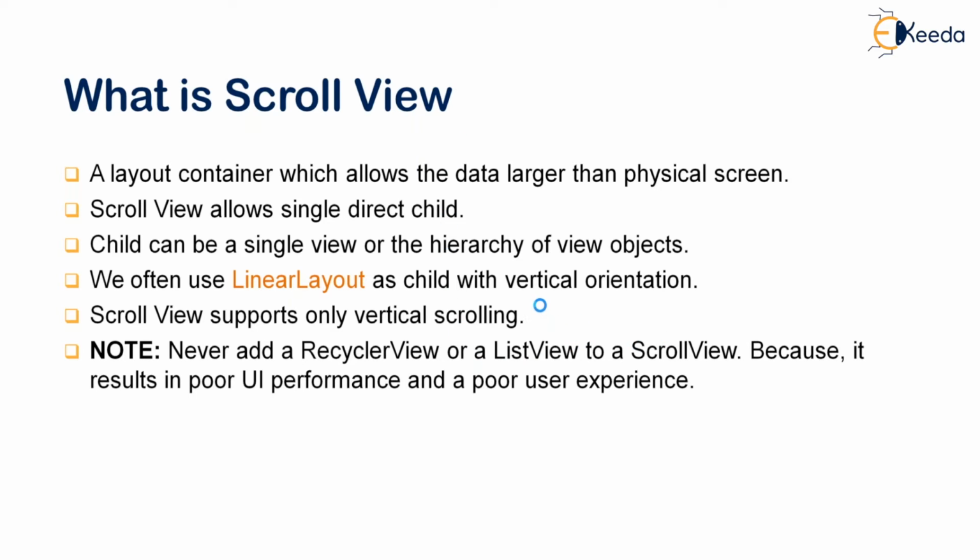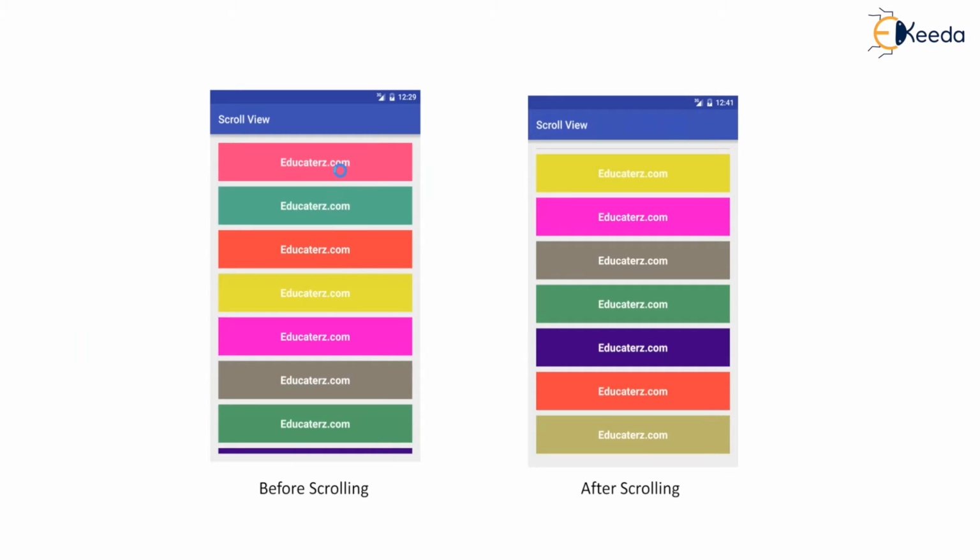Now let us see a simple example. This is how it looks before scrolling and after scrolling. It's going to show you the remaining part. For this, I'm going to take a text view with a certain height, and place this text view in the center of the view with different colors as a background.